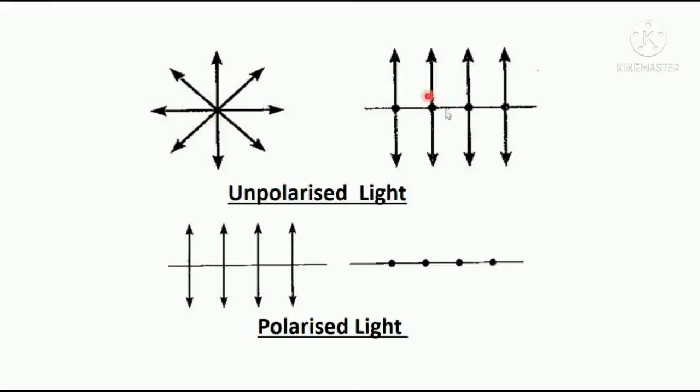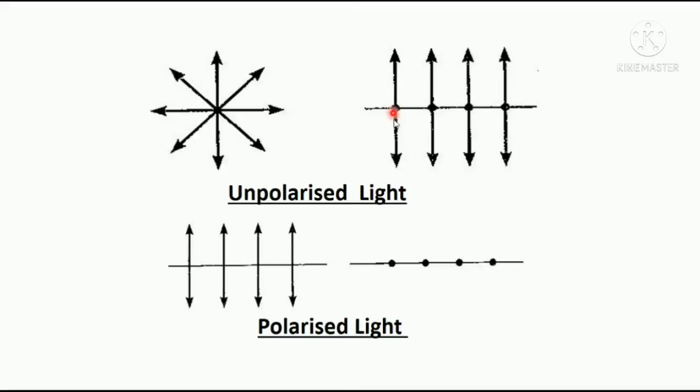Now let us see the geometrical representation of the polarized and unpolarized light. So here we have considered that the light is coming out of this plane. It is moving in this direction, and these are the direction of oscillation of the electric field vectors which are in all possible direction perpendicular to the direction of propagation. So this is an unpolarized light.